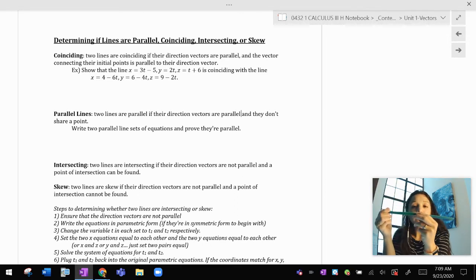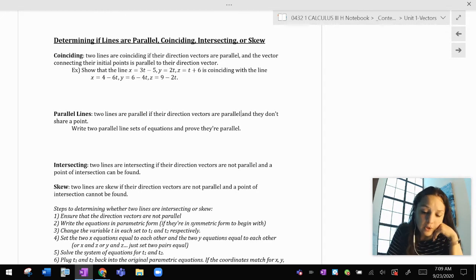However, coinciding lines and parallel lines, I lost my train of thought. Coinciding lines and parallel lines have a unique difference in that coinciding lines are really the exact same lines, so they contain all the same points.